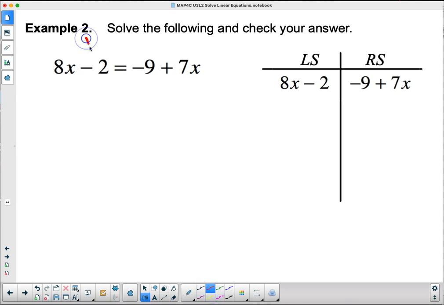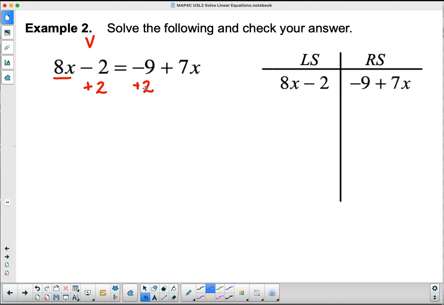This side is the variable side. So that means that I want to keep the variable here, but I want to get rid of the constant. So I'm going to get rid of that -2 by adding 2 on both sides. And I'm going to make sure that I always put that +2 with the constant because it is a constant.